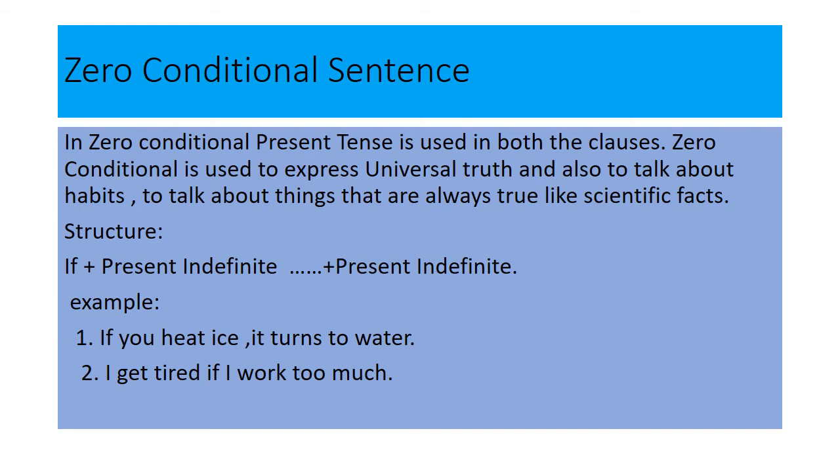Example 1: if you heat ice, it turns to water. Notice in the if clause, the tense is present indefinite, and also in the main clause, the tense is present indefinite. Number 2: I get tired if I work too much. Here, the main clause comes first, I get tired, and then the if clause, if I work too much. In both cases, I have used present indefinite tense in a zero conditional sentence.